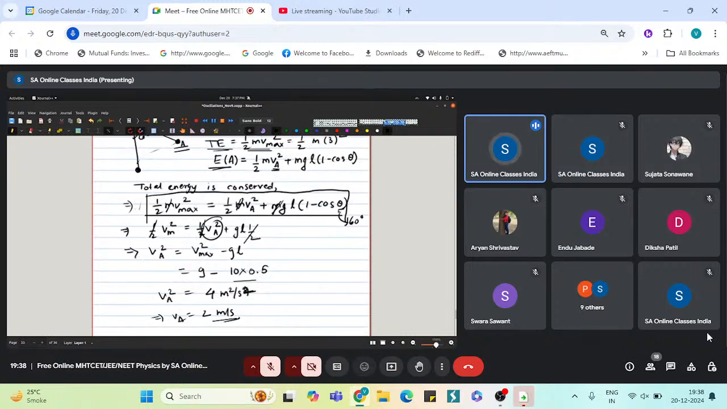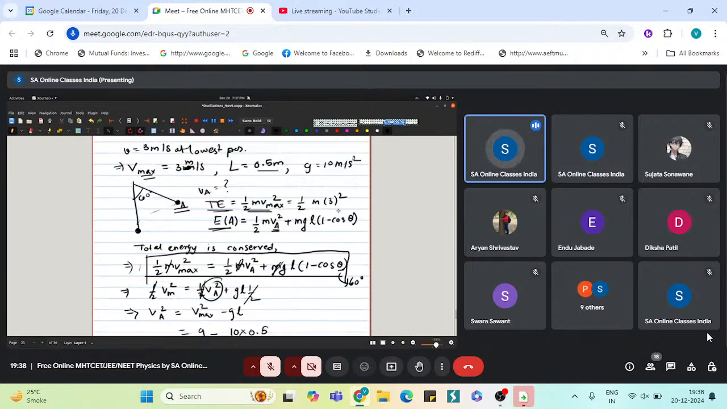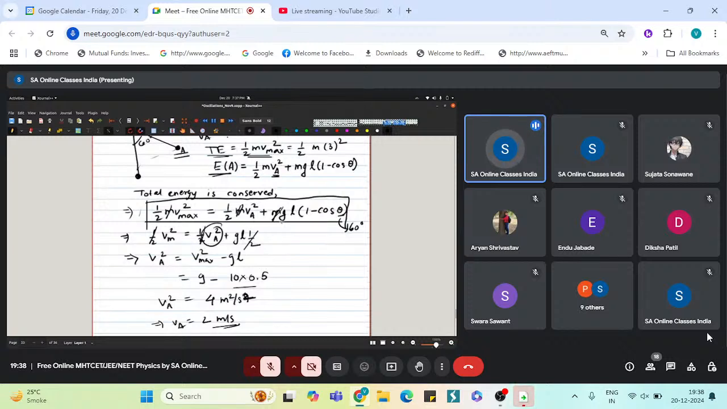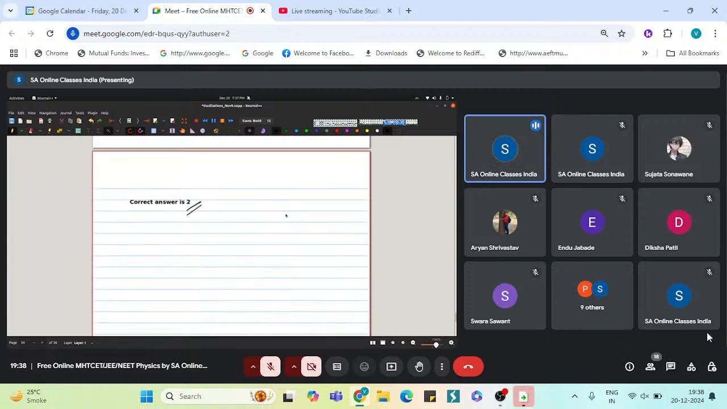So now you can probably appreciate that formula more, how neatly everything just fell into place, and although m was also not given, the m got cancelled, so you didn't need m. So keep this formula in your mind, even though it's not given in the book.